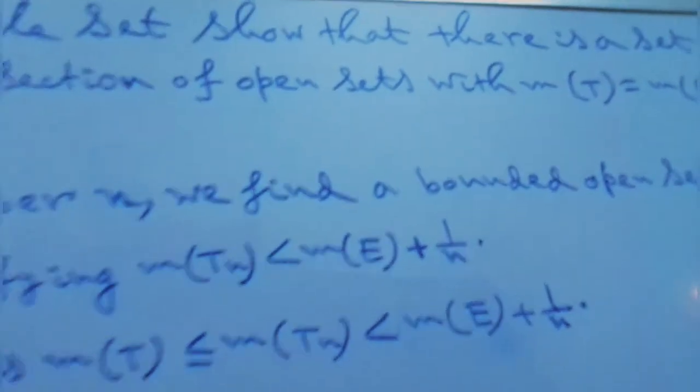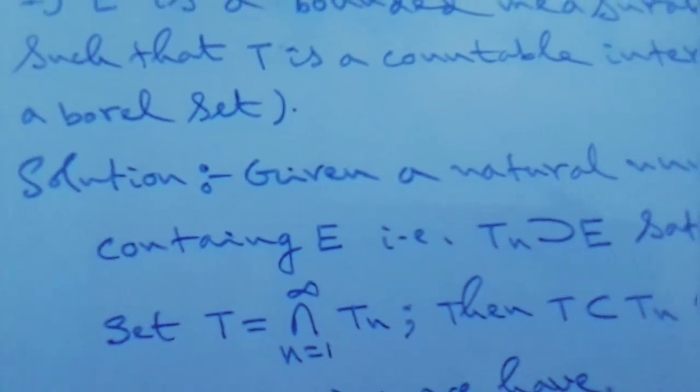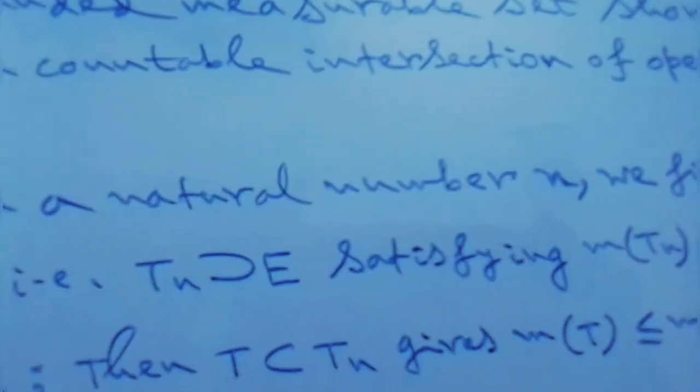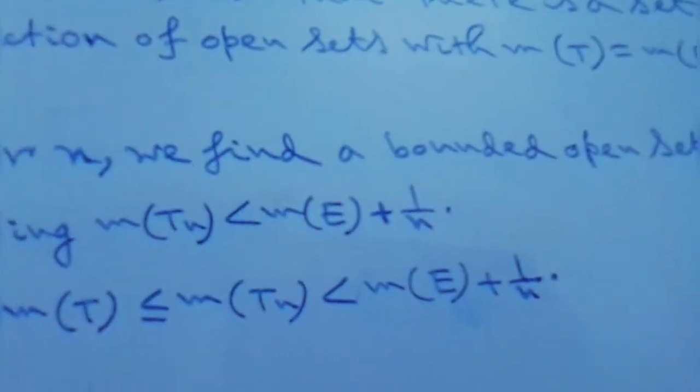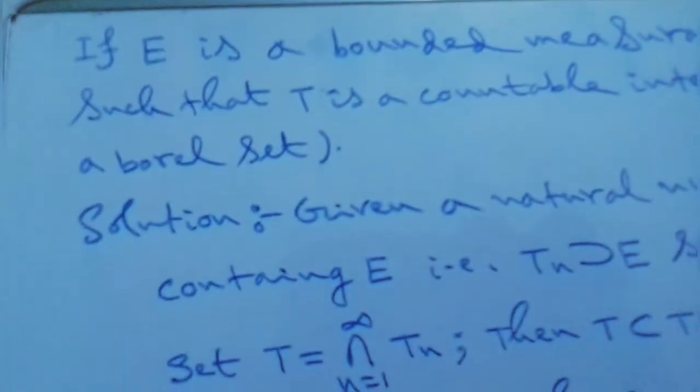then show that there is a set T containing E, such that the nature of T is a countable intersection of open sets. This is very important, with measure of T equal to measure of E, and this T is a Borel set. So analyzing this fact, what happens in this statement?